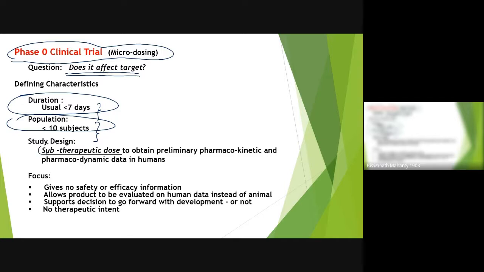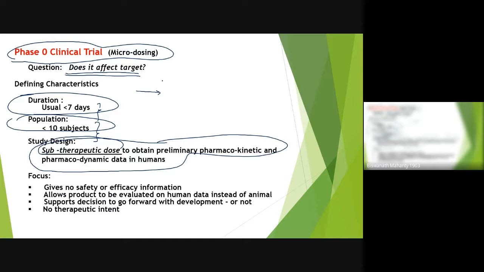So a subtherapeutic dose is given to obtain preliminary pharmacokinetic and pharmacodynamic data in individuals. I will talk about pharmacokinetics and pharmacodynamics later on. Just for the time being, let me give a very brief intro to pharmacokinetics. Pharmacokinetics is this: you are an individual, right? You are taking a drug, and once you take the drug, what is the concentration of the drug in your bloodstream? For example, we are monitoring it and then it comes out. So this is actually pharmacokinetic. This is called pharmacokinetic data.